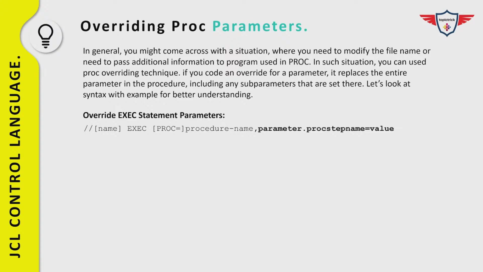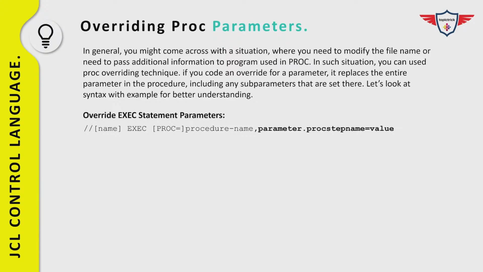And if you want to add a specific parameter to all the execute statements of a proc, then you have to specify the parameter name followed by its value. You are not required to specify the step name, because if you specify the step name, then that parameter will be added to that particular step of a proc.